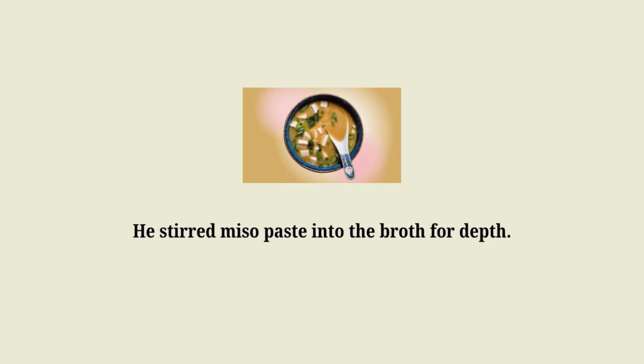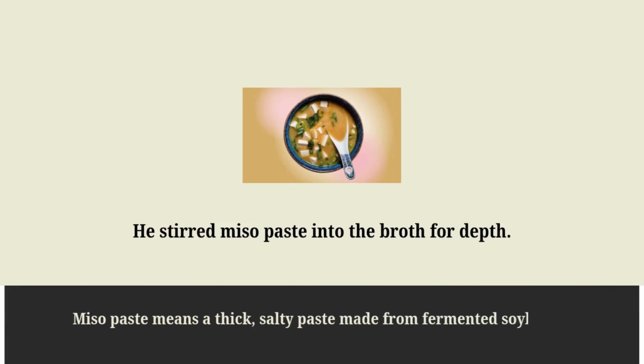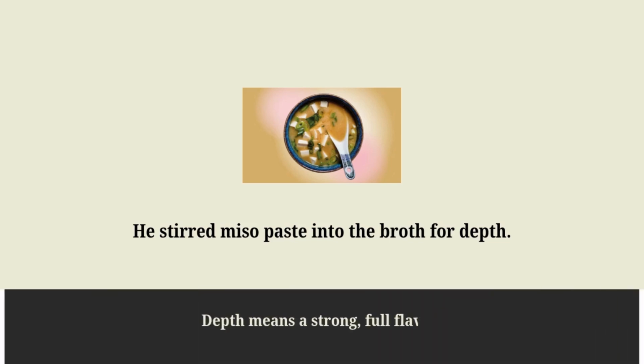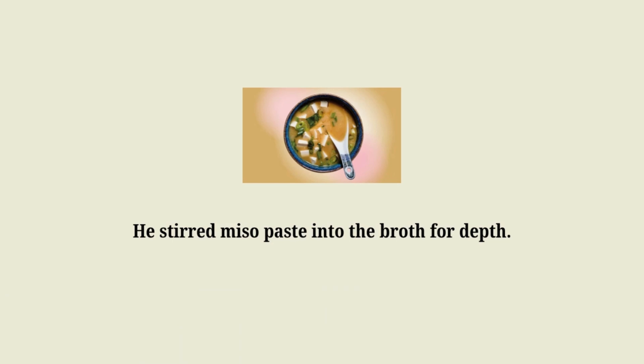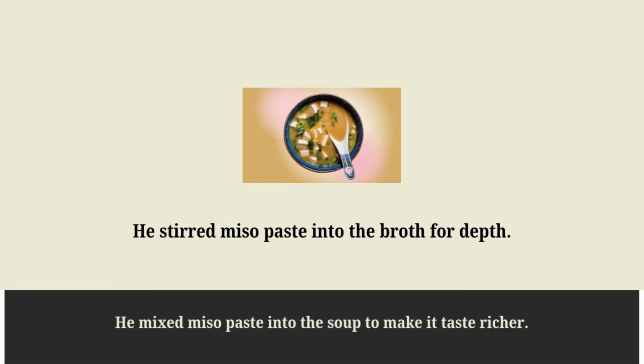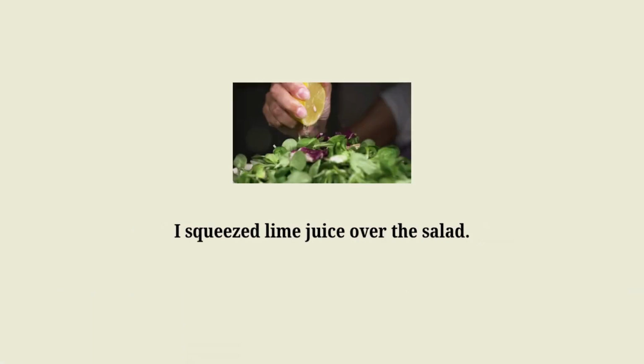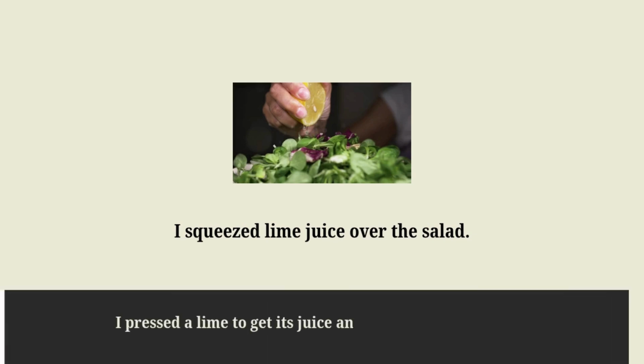He stirred miso paste into the broth for depth. Miso paste means a thick, salty paste made from fermented soybeans, and depth means a strong, full flavor. So, in simple terms, he mixed miso paste into the soup to make it taste richer. I squeezed lime juice over the salad. I pressed a lime to get its juice and poured it on the salad.